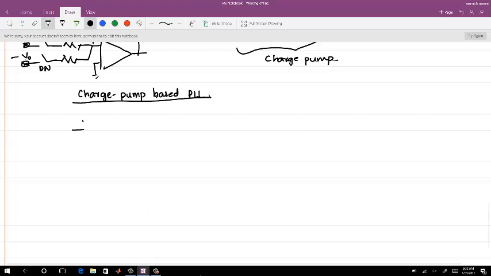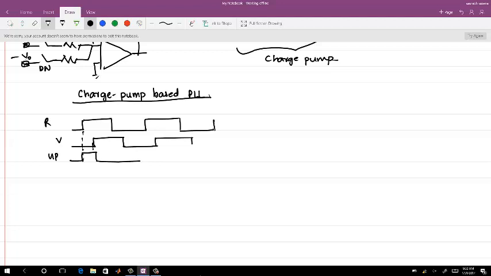So let's start with this charge pump based PLL. I will just show how the charge pump actually works. So I have this R signal, then V. You have up coming like this, and then down. Right now I am showing only a small single shot at down, but there will be some finite rise and fall in both cases. We will see what the consequences of that are.